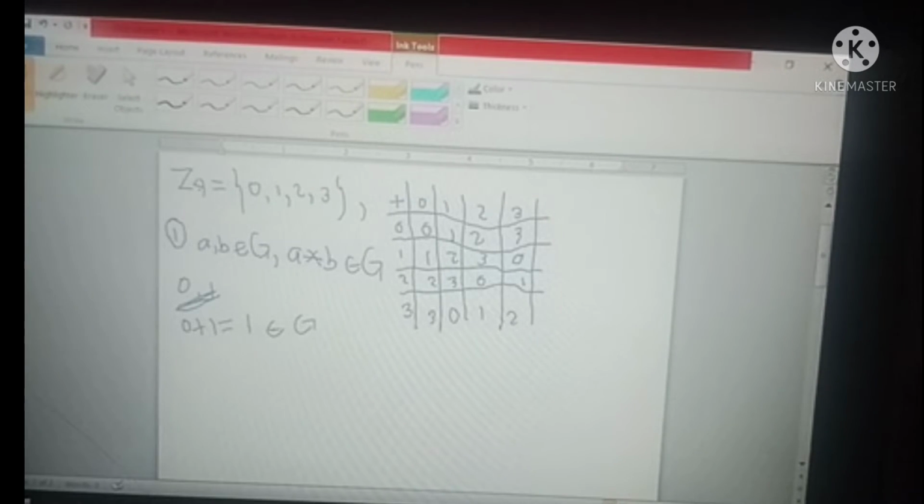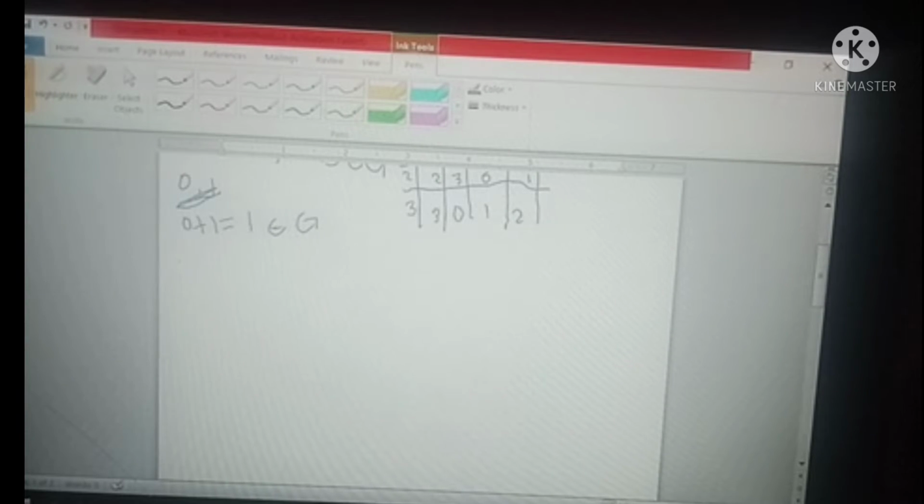This is considered a group, and this group represents the capital letter G. So 1 is in the group G, Z mod 4. Isn't 1 there? So it is true. We have the closure here in this group, so we satisfy the first property.